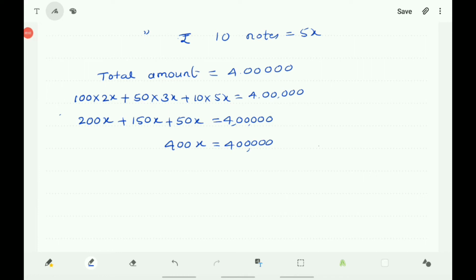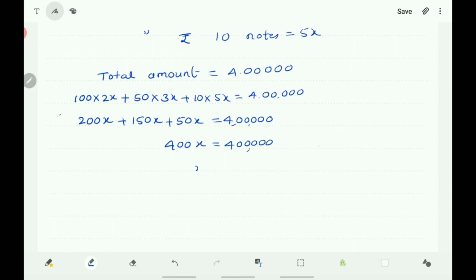Here it is 400x equals 4 lakh. And in the LHS, 400 must be cancelled. It must become 1x. So you must transfer this 400 to the RHS. That is nothing but dividing both LHS and RHS by 400.